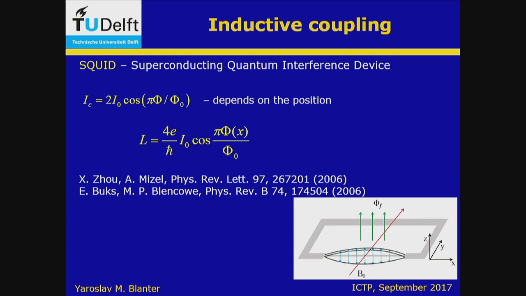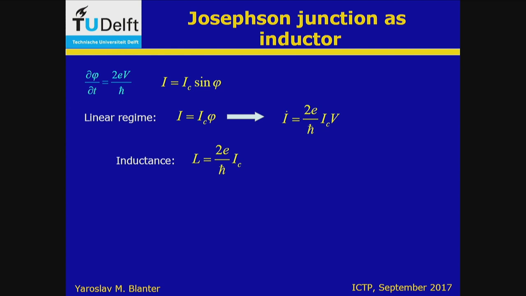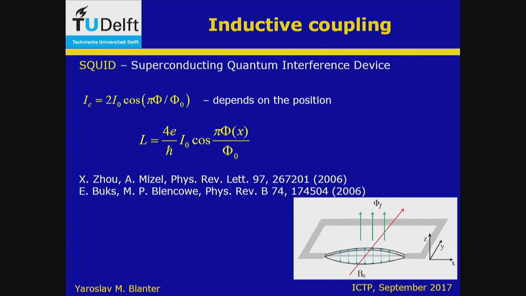And then if it's dependent on the position of the mechanical part, I have inductance, which, remember, is proportional to the critical current, and now it's proportional to this phi, which depends on x. And this is inductive coupling. So if I change the position of the resonator, I change the flux, and it couples to the current.